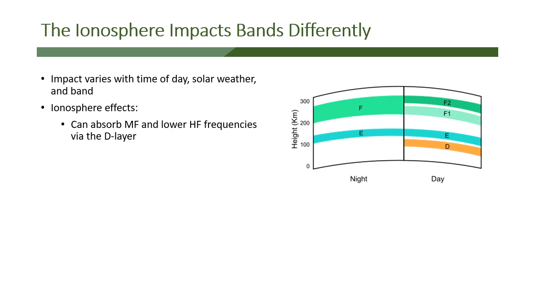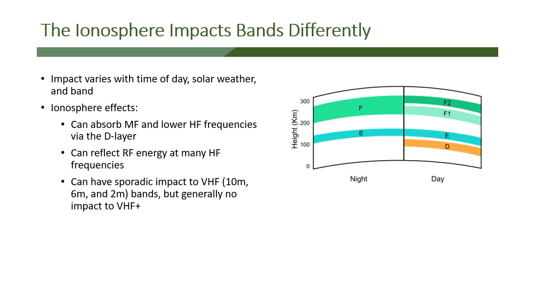But again, the D layer absorbs medium frequencies and it absorbs the lower HF frequencies, which we usually call 160 meters, 80 meters, and 40 meters. Those are the ones that usually are absorbed by the D layer during the day. So those are local frequencies during the day and become longer hop or more distant frequency uses during the night.